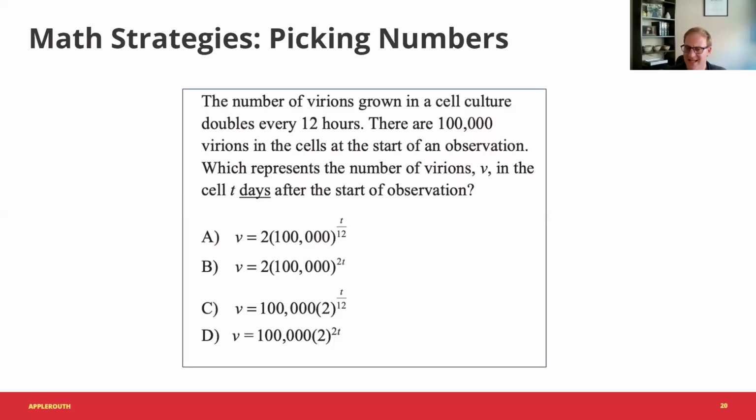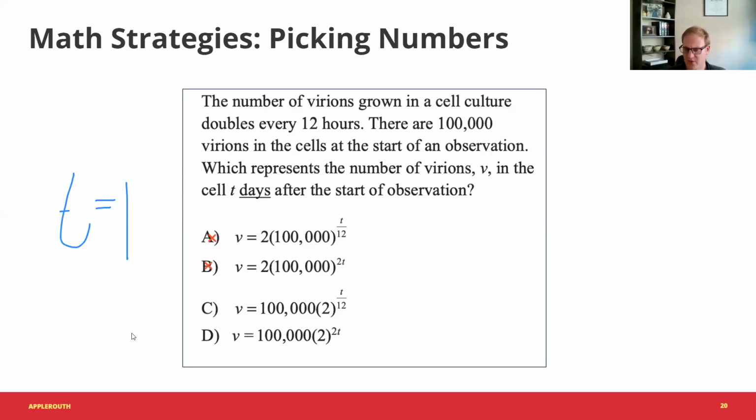So the question is, is that 2 to the t over 12? Or is that 2 to the 2t? What I would do is I would think to myself, well, what if t was 1? Because t is 1 means 1 day. And 1 day, as far as I know, has 24 hours. So in 1 day, we want our 100,000 virions to double twice. That would be the correct answer.